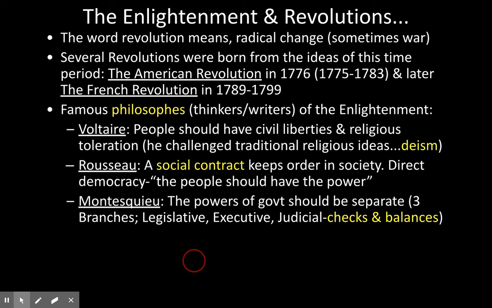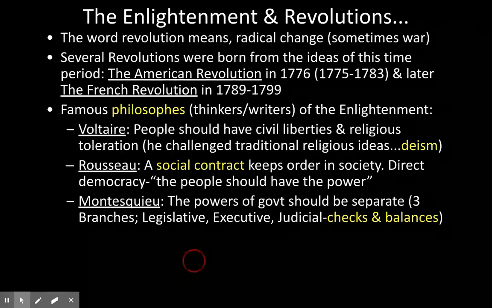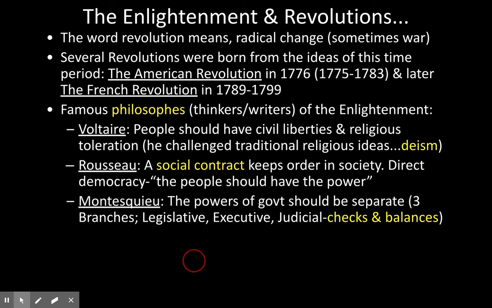But they also drew on contemporary writers like Montesquieu. Montesquieu, he wrote something called The Spirit of Laws. And in his writings, he talked that the power of government, there's three separate powers that government has. The power to make laws, he called the legislative. The power to enforce laws, he called the executive. And the power to review laws or to judge the laws, he called the judicial.